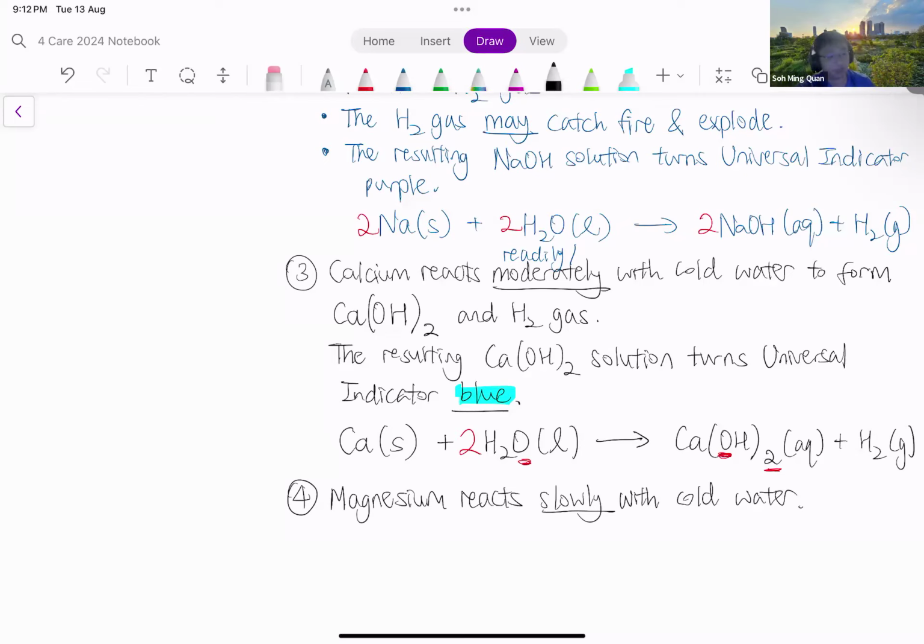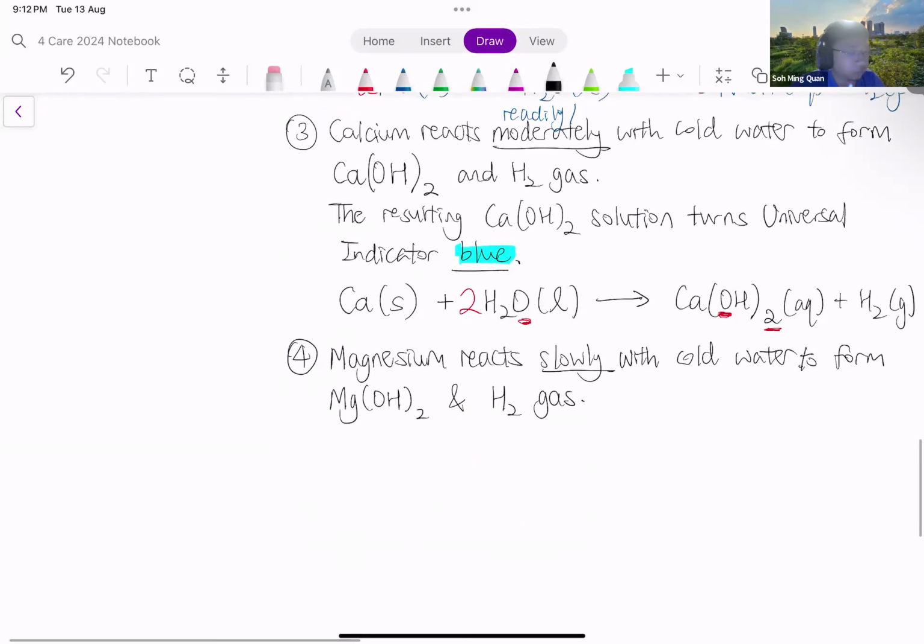It's the last one. Now, what does it form? It forms magnesium hydroxide and hydrogen gas. Now, similar to calcium, magnesium is in group 2, therefore it will form Mg2+. Hence, the formula is Mg(OH)2. Okay? Now, how slow is slow?